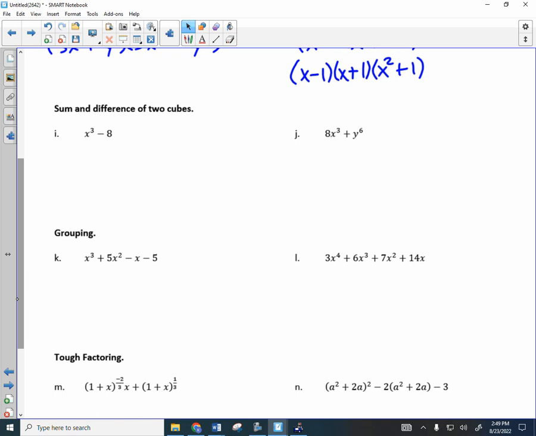If this is minus here, then this is minus there. And this is plus over there. That always stays plus. Okay, so let's put it into practice.